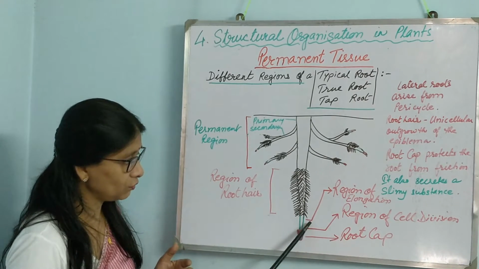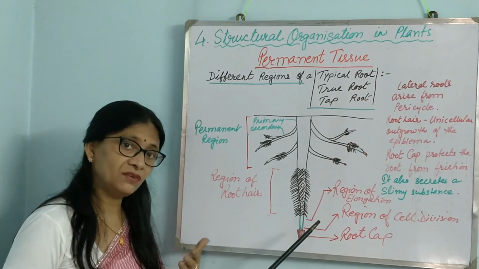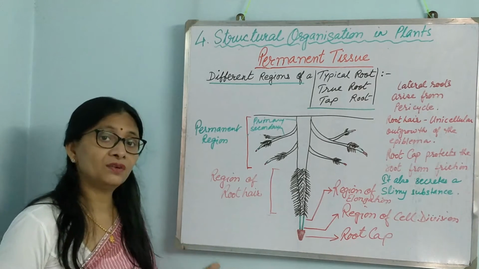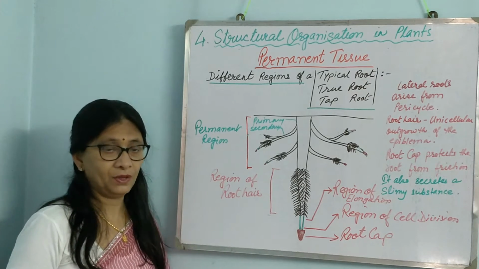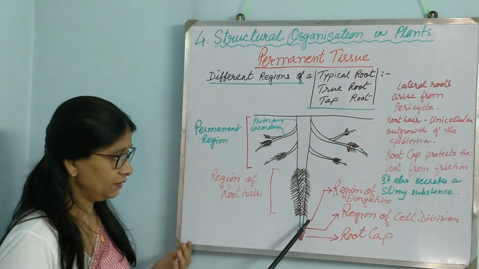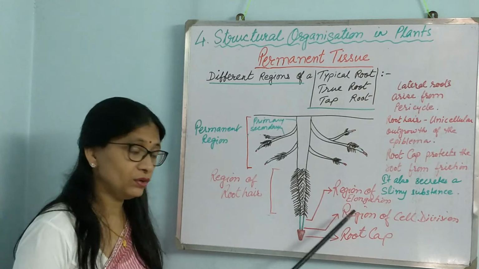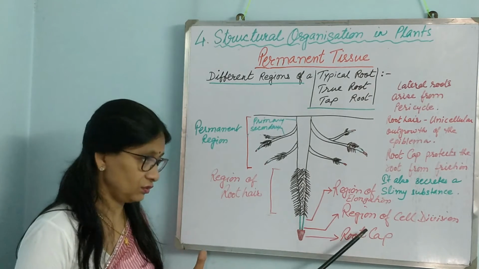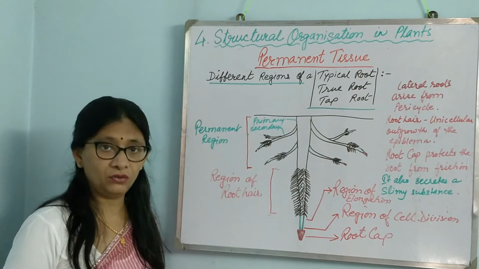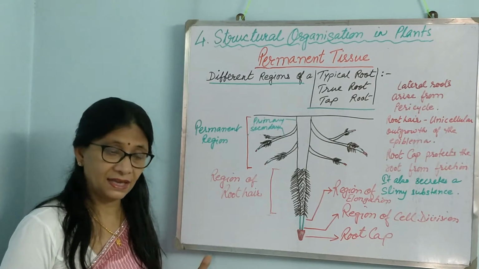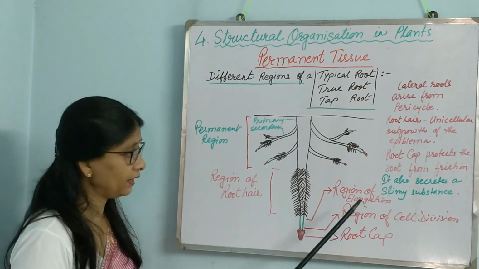Just above the region of cell division, we have region of elongation. Those cells which have divided, they will increase in length, and as a result of which the root will increase in length. So this region is responsible for the increase in length of root, region of elongation. All the cells that have divided just recently, they will undergo very quick elongation. They will grow in size, and that will result in growth of the root. So this is known as region of elongation.